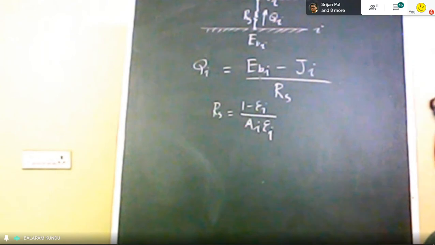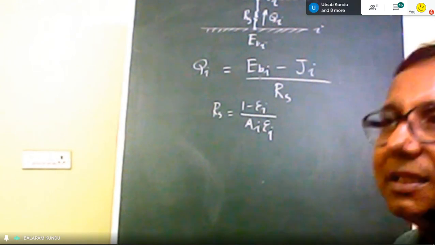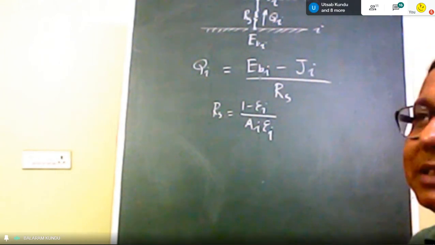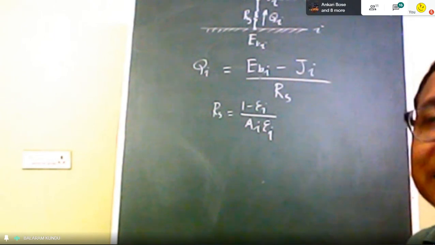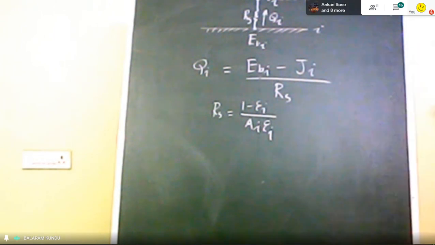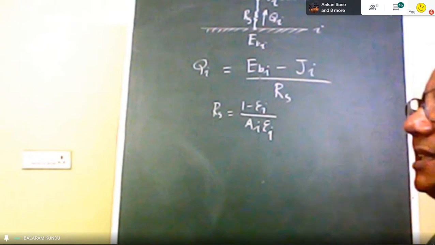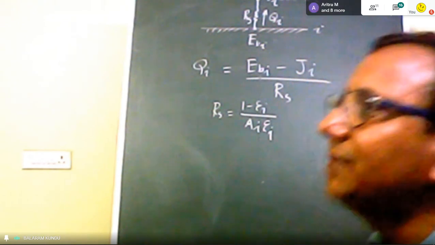But for real surfaces, difficulties are there, because for real surfaces, radiosities are necessary. If we know the radiosity, then we can determine the radiation heat exchange.